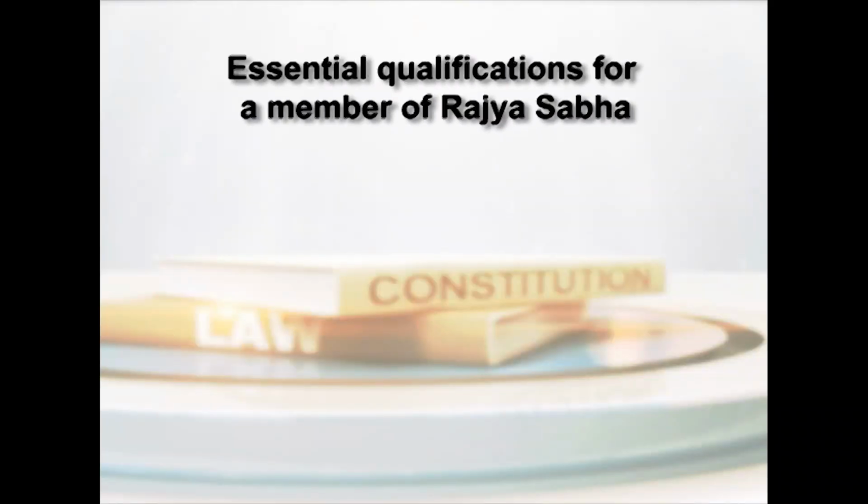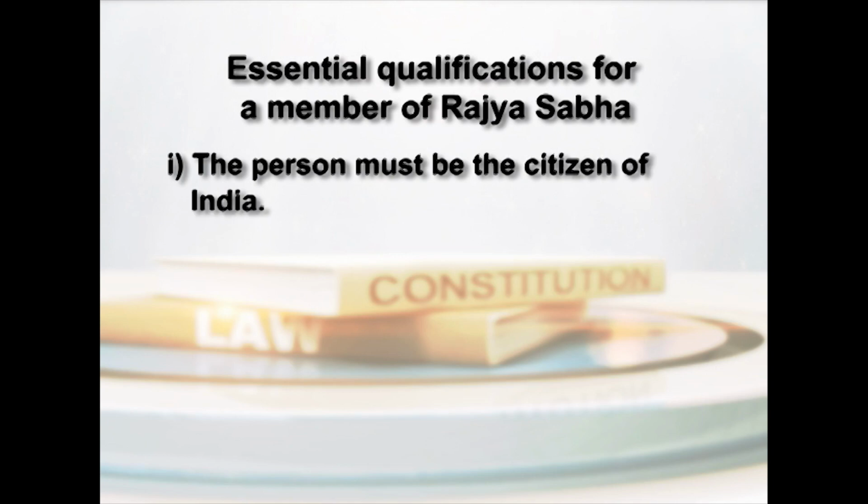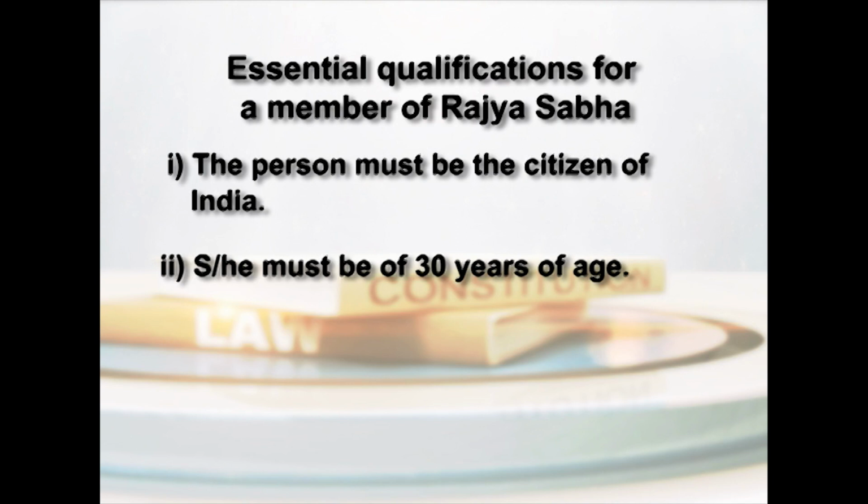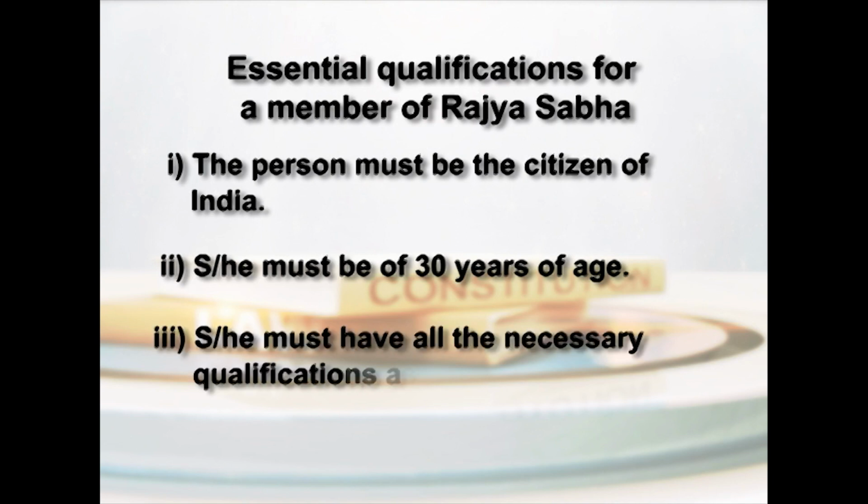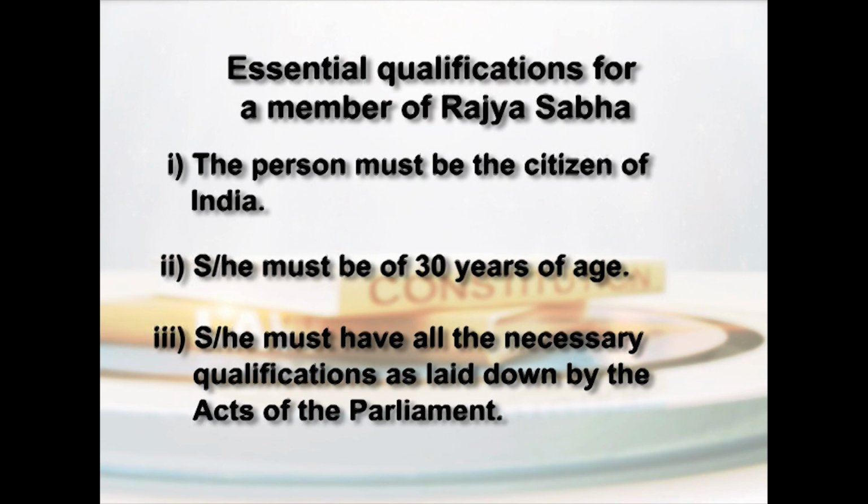Now let us see the criteria to become a member of the Rajya Sabha. The essential qualifications required in this regard are, first of all, the person must be a citizen of India, secondly, must be 30 years of age, and finally, he must have all the necessary qualifications as laid down by the acts of the Parliament.